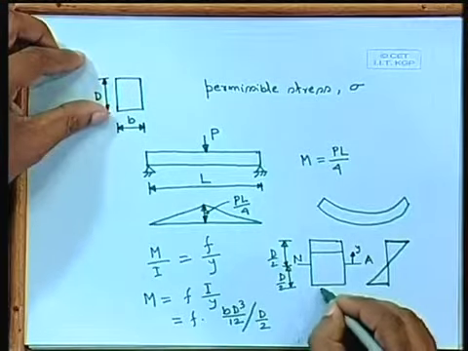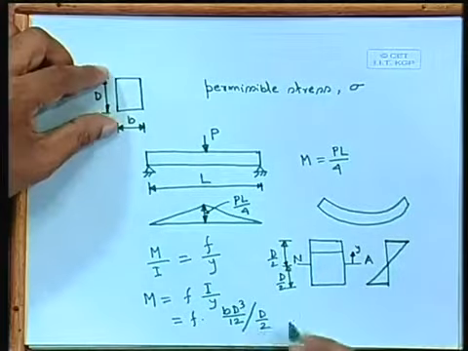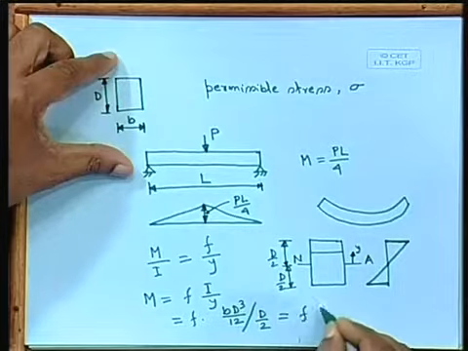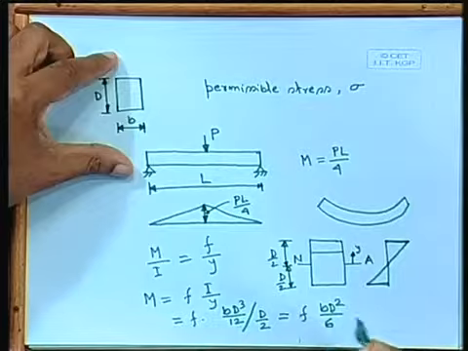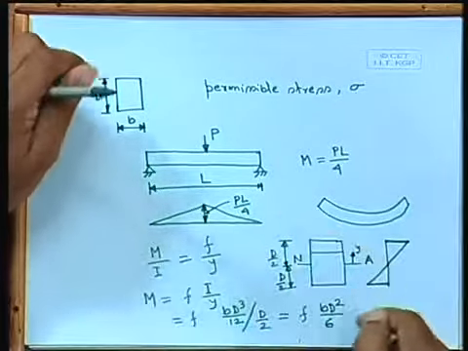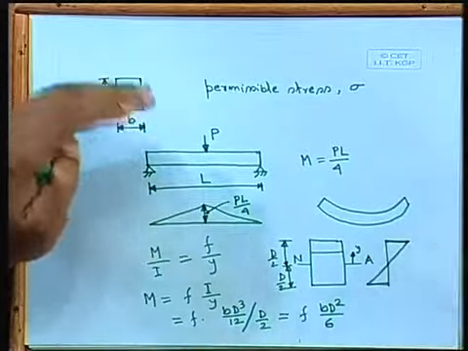So, we have to find out the moment, that is the one governed by that maximum limit, and we can find out here f b d square by 6. So, this is the simple equation, and it will come in all our calculations. We shall consider this simple equation.